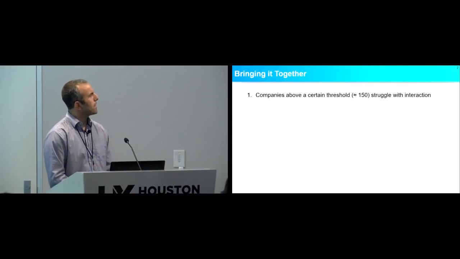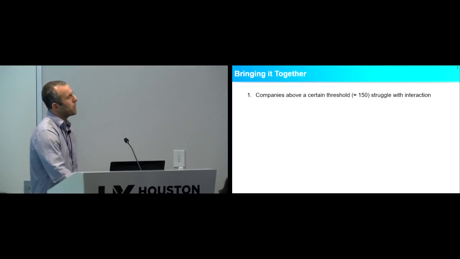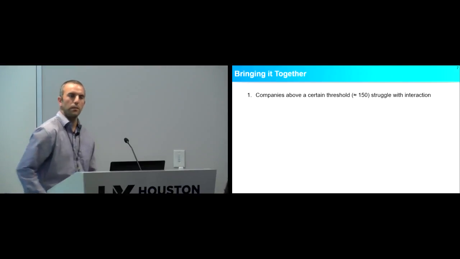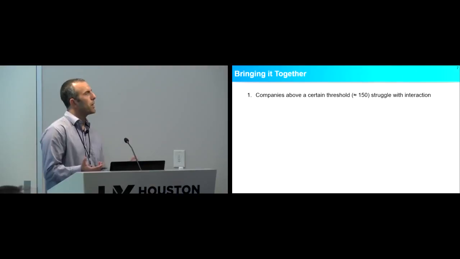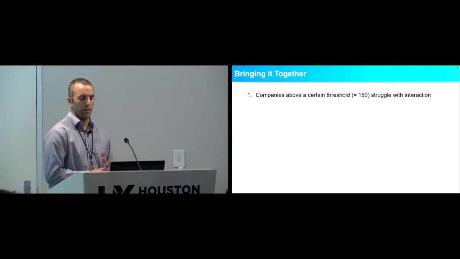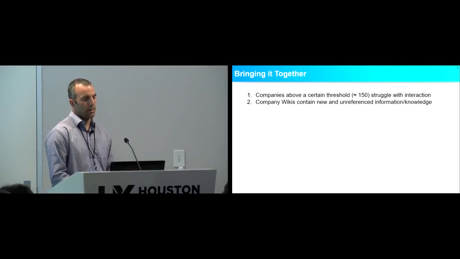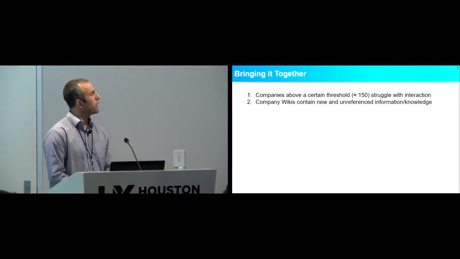We've said that there's a problem companies face when they transition beyond some number. We'll just say it is 150. And that company wikis contain new and unreferenced information and knowledge.